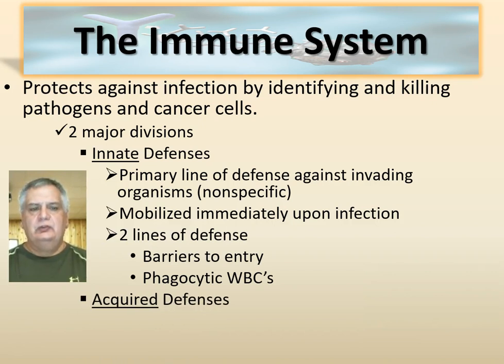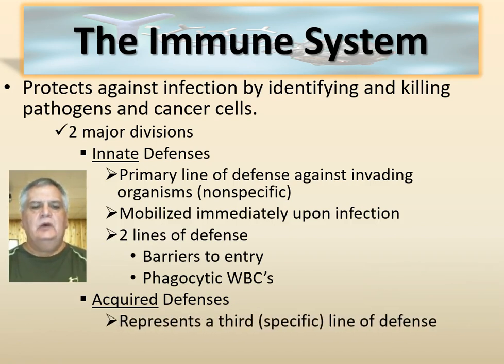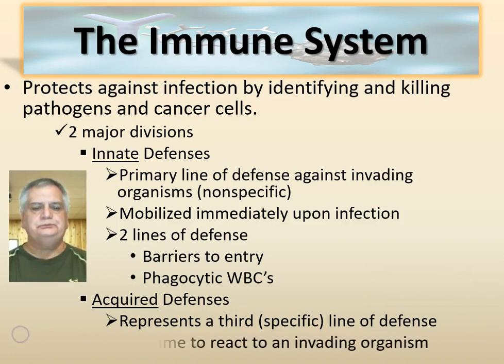The next major division of the immune system is the acquired defenses. The acquired defenses represent a third and specific line of defense. Specific means that this line of defense is designer in nature. It is designed to take care of specific pathogens. And when this line of defense is engaged, it can only work against that specific pathogen, no others.